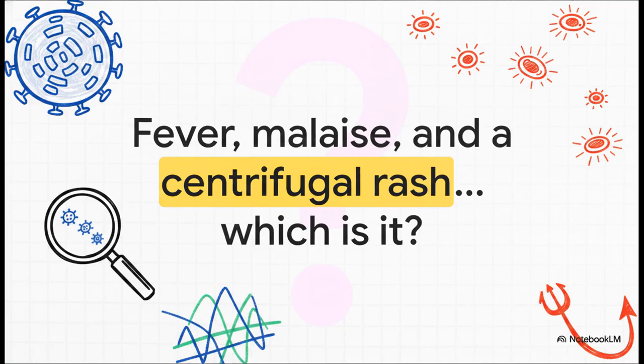Picture this for a second. A patient presents with a fever, severe malaise, and a centrifugal rash. So how do you choose the right answer when the options look so incredibly similar? Examiners absolutely love to blur the lines between these viral presentations because on the surface, they share a ton of features. But as we're going to see today, the devil and the correct answer is always in the details.